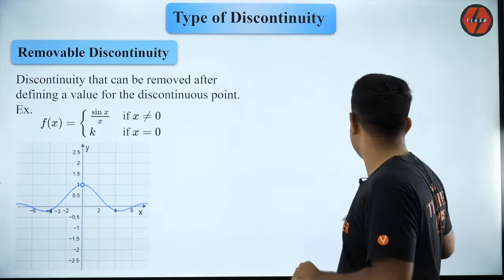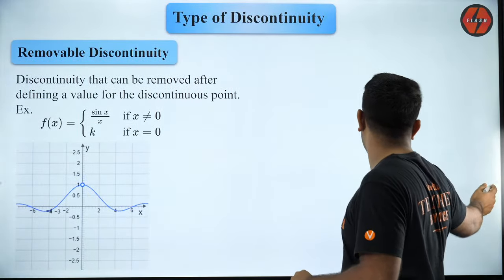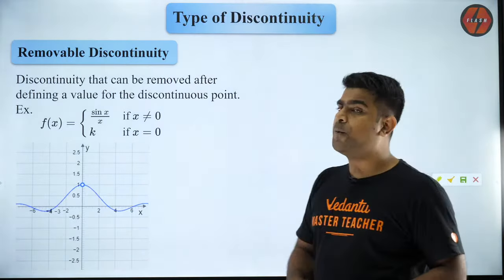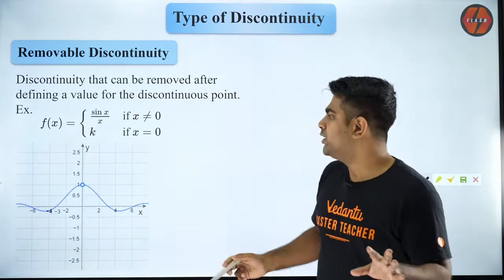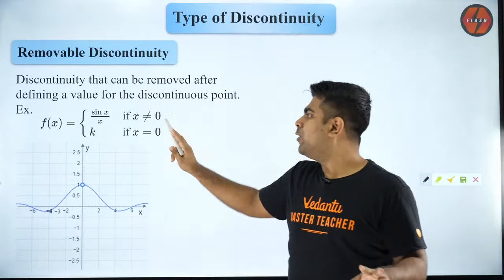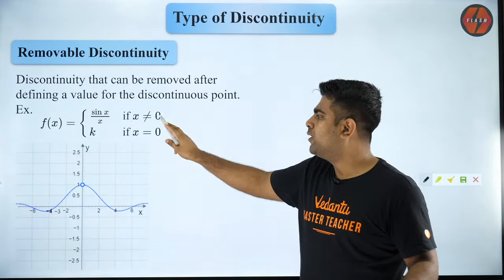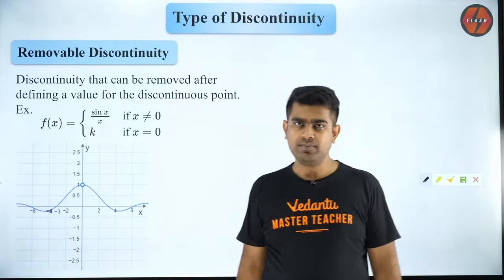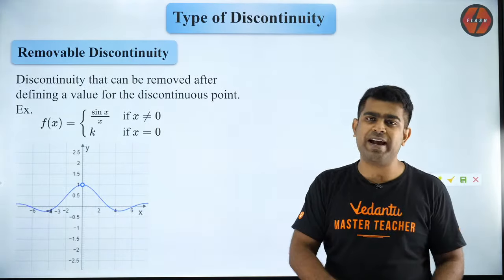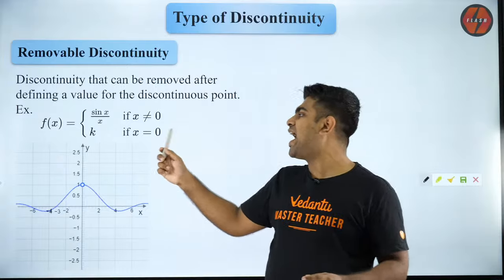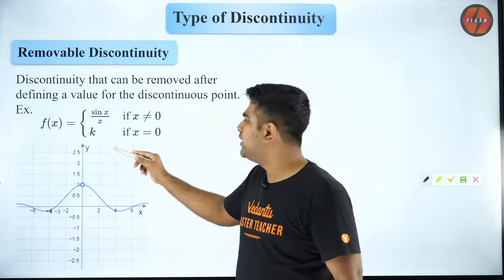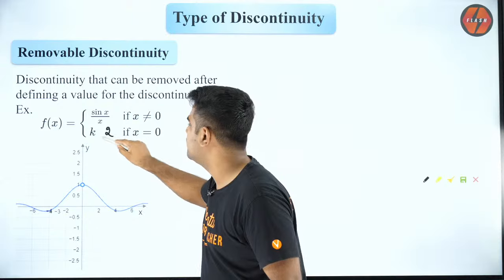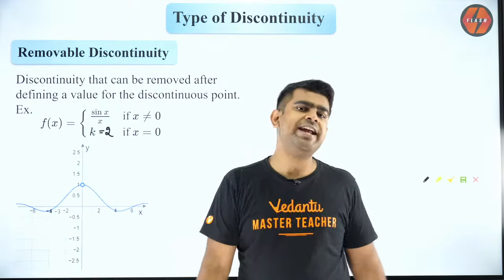Okay, it's again a very interesting topic. You guys will love it. So listen very carefully. So sin x by x, when x is not 0, I can plot the function like this. It goes somewhat like this. So this is the function sin x by x. But at 0, I say it is 2, let's say.